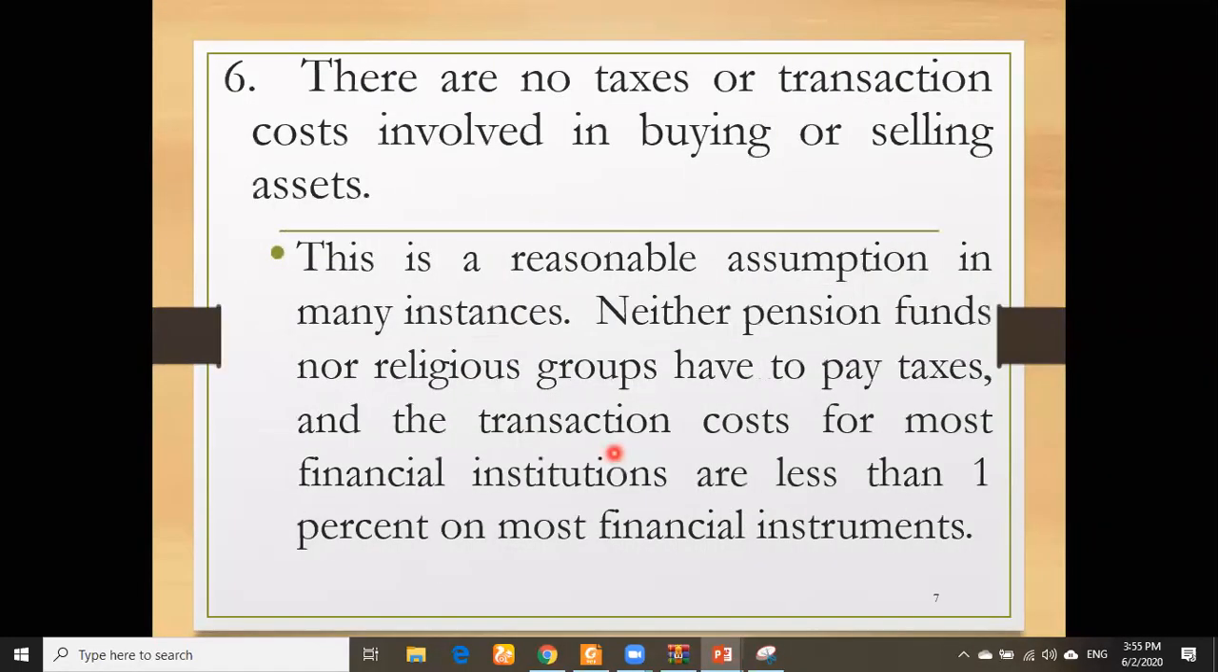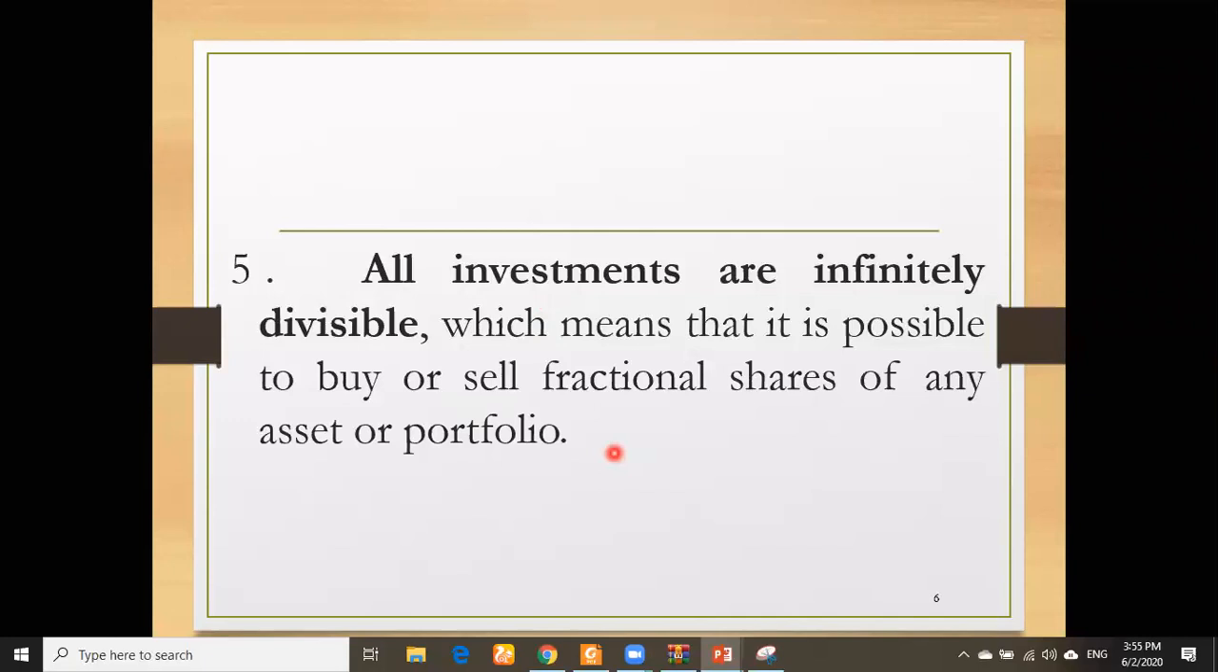This is just an assumption. This assumption makes our calculation possible. Otherwise, if we are not taking this assumption, our calculation will become complex.